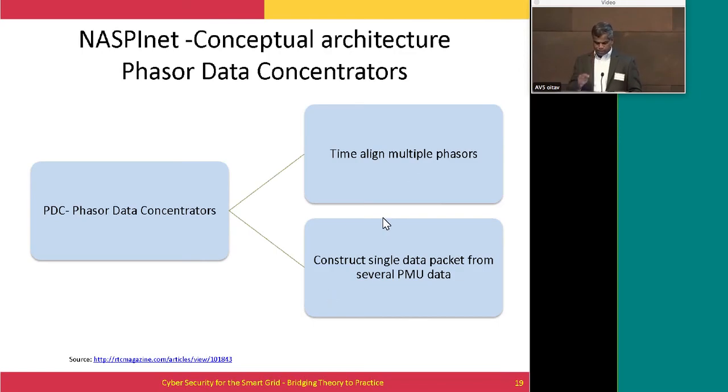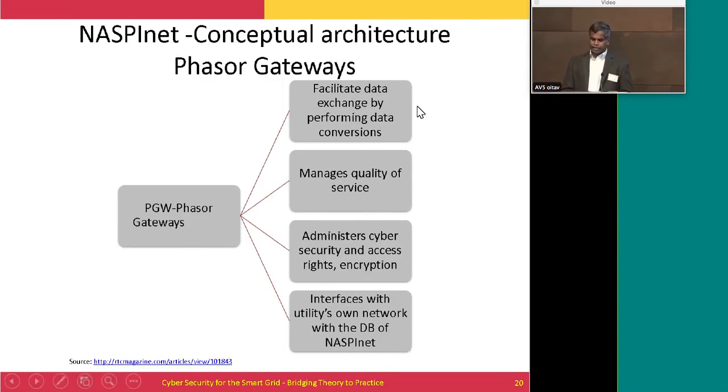So just elaborate briefly on each one of those NASPInet architecture components. Phasor data concentrator, it has time alignment of multiple phasors, constructs a single data packet of PMU data, passes on to the gateway. The gateway itself facilitates data exchange, does necessary data conversion, manages quality of service, makes sure the end-to-end latency, packet loss, and other properties, service contracts for the communication is satisfied, administers cybersecurity and access control, who has access rights to get this data. Somebody wants to join a subscription, are they eligible to get it, subscribe to the data, key management, encryption, all those things are managed by the gateway, phasor gateway for that particular utility.